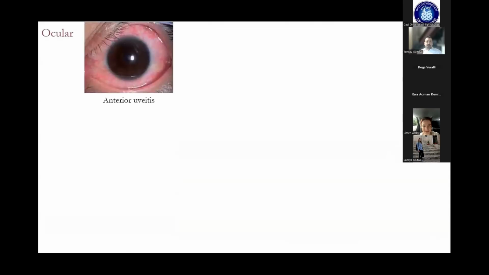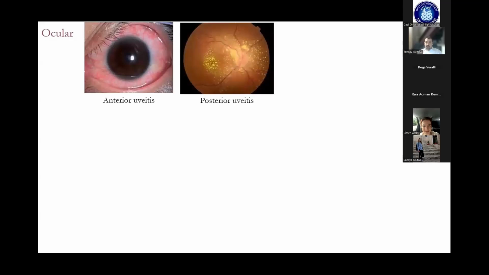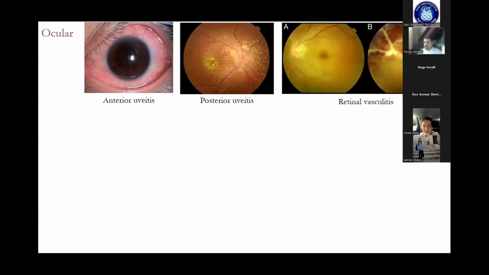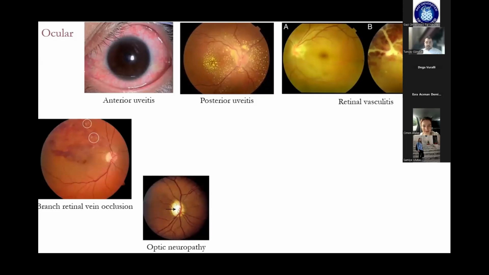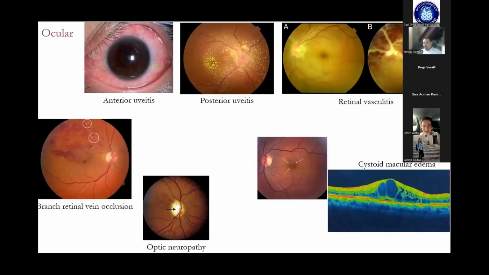So we may also see ocular findings. Anterior uveitis is the most common; we are used to uveitis in Behçet's patients, as you know. But also posterior uveitis, retinal vasculitis, branch retinal vein occlusion, and optic neuropathy, which are rather rare in these patients. Also, we can see cystoid macular edema. Not just uveitis, but these pathologies may also be encountered in the eyes of Behçet's patients.